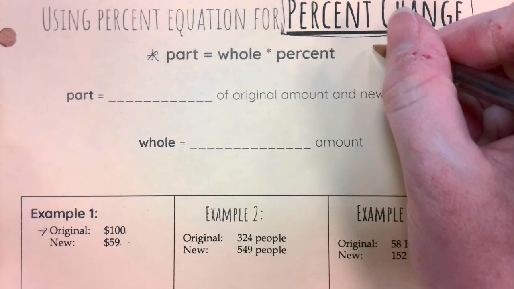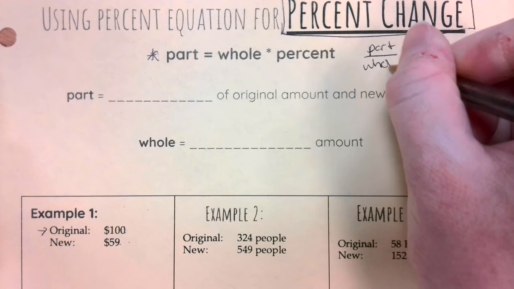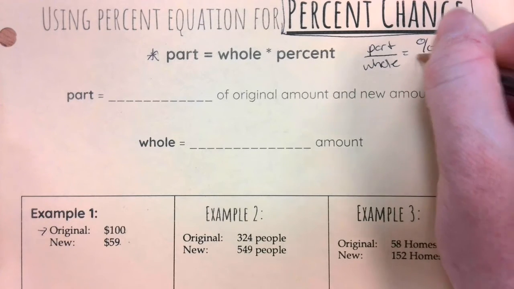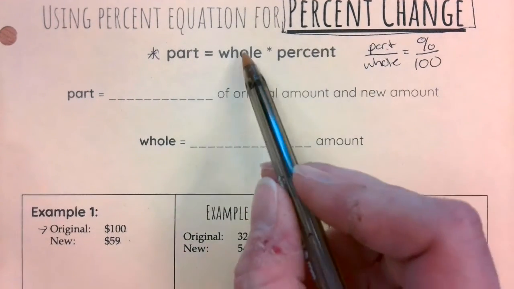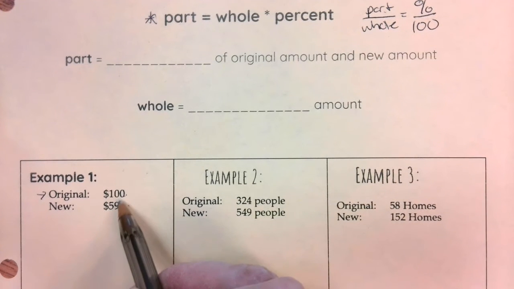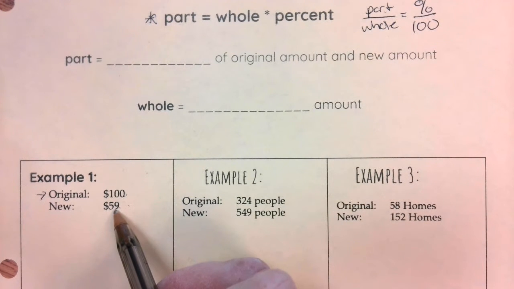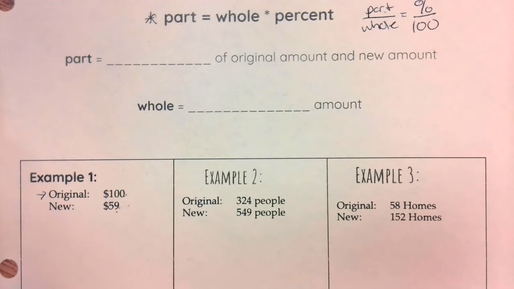You can also use the percent proportion to solve these as well. Whichever method you prefer, you can do that. The part is still the same and the whole is still the same. The difference is, as you can see here, the part is not readily available. It is not shown to you. In order to find the part, we have to do some math.